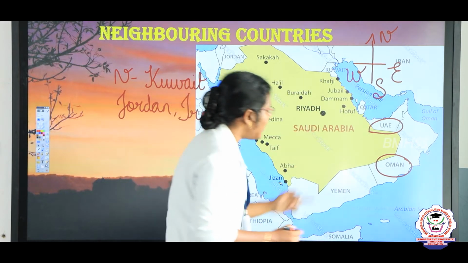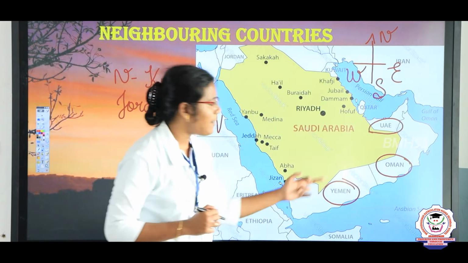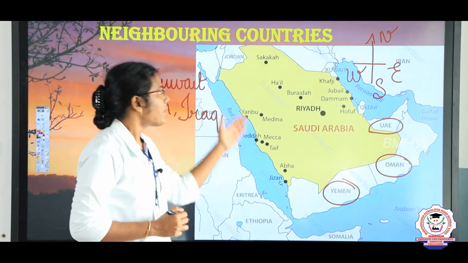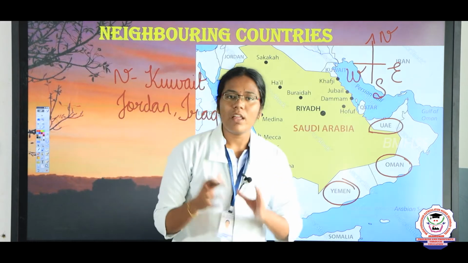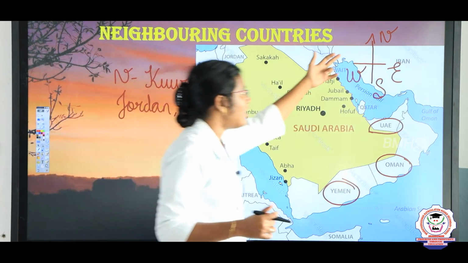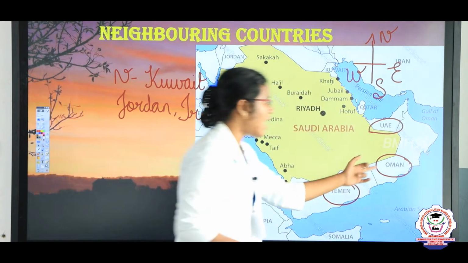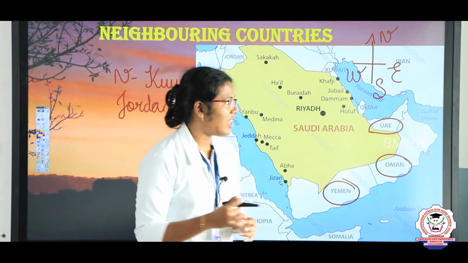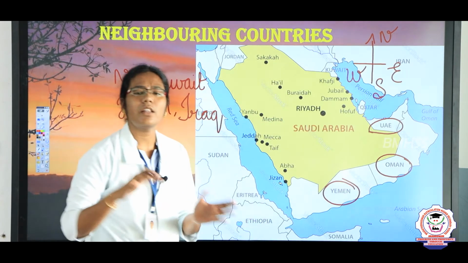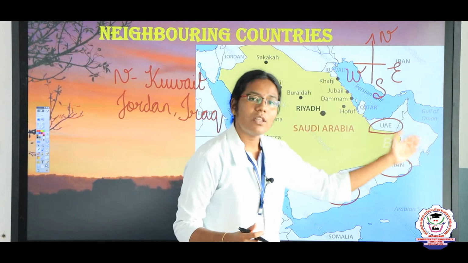Yemen lies in the southeast direction of Saudi Arabia. So these are the neighboring countries of Saudi Arabia. Kuwait, Jordan and Iraq lie in the north direction. On the east side, United Arab Emirates and Oman lie in the east direction. On the south side, Yemen lies in the southeast direction.